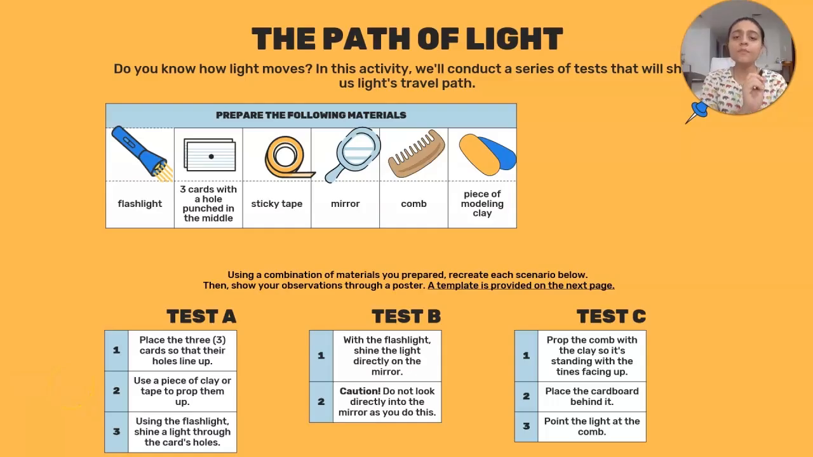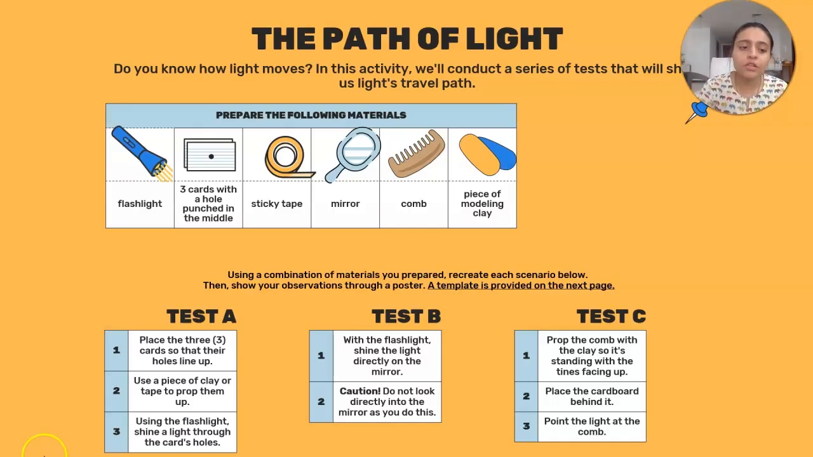Alright students, in order to explain the different properties of light, we are going to perform an activity. We are going to see certain activities which will help us understand how light travels in a straight line. For this activity, we are going to perform 3 tests. For test number 1, we need a flashlight, 3 cards with a hole punched in the middle, sticky tape, a mirror, a comb and a piece of modeling clay.